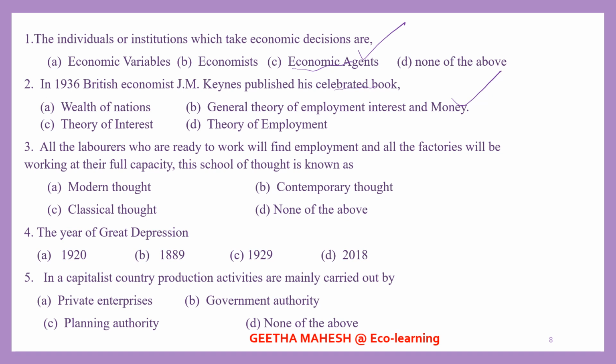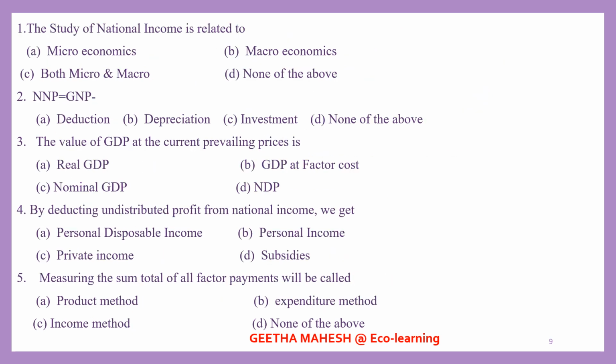All the laborers who are ready to work will find employment and all the factories will be working at their full capacity. This school of thought is known as classical thought. The year of the Great Depression is 1929. In a capitalist country, production activities are mainly carried out by private enterprises. The study of national income is related to macroeconomics. NNP = GNP minus depreciation, so we have to convert gross into net. The value of GDP at current prevailing prices, we call it nominal GDP.